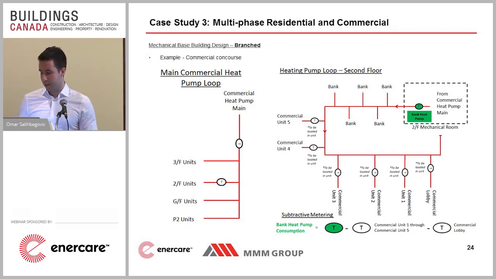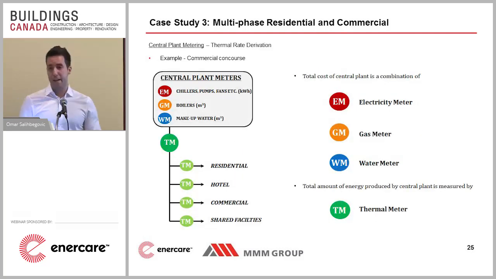While we're on the topic of thermal meters, how do we derive rates for the thermal meters that we're installing on site? The key to this is central plant metering. You have a central plant in your building that is consuming electricity, gas, and water. Sometimes the central plant is up there, sometimes it's down there as well. You have chillers, pumps, fans, which are all consuming electricity. You have your boilers for heating, which are consuming gas. You have some water being consumed by typically your cooling loop as well. Those are your water meters. So we install electricity, gas, and water meters in the central plant. That's one part of it.